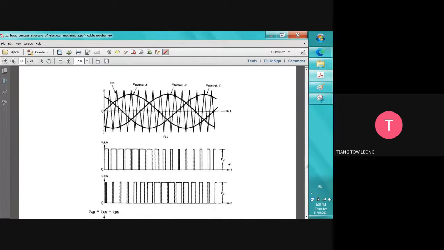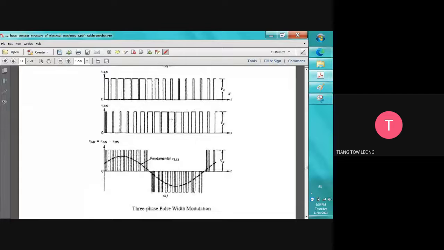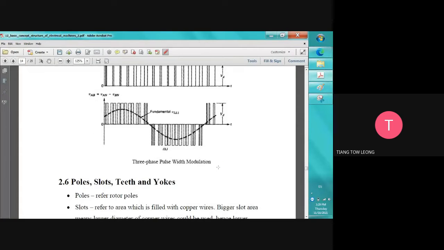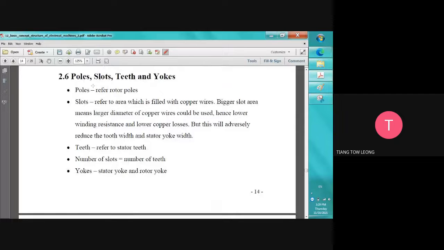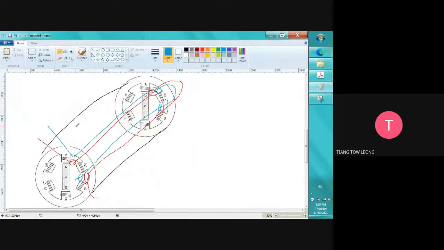Some of the switching is this. Just for your information, we need a switching waveform to switch it. So sometimes we will use a 3-phase power with modulation, something like this. And then pole, slot, teeth, and yoke. So poles we refer to the rotor poles. Slot we refer to the area where it's filled with the copper wires. So this one is a slot. This one is a slot. We want to fill the copper area.